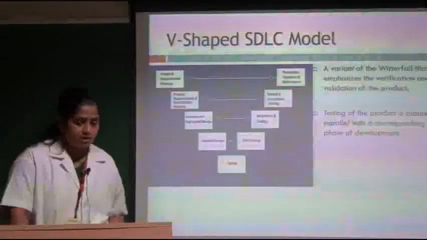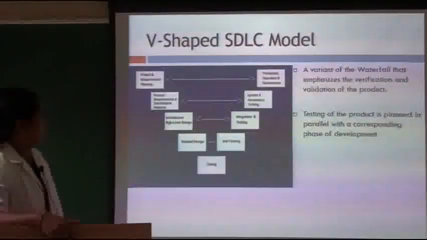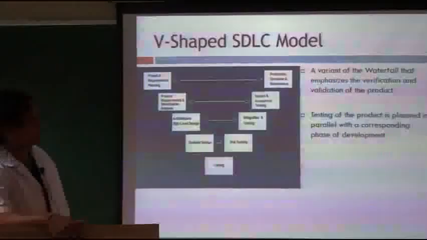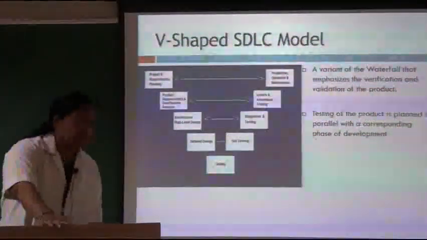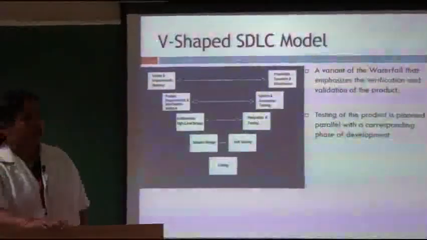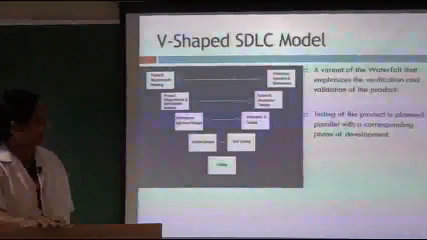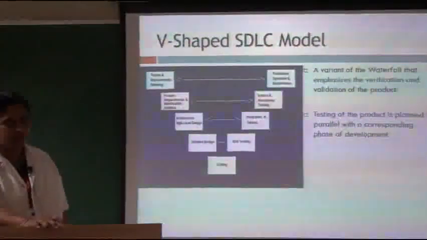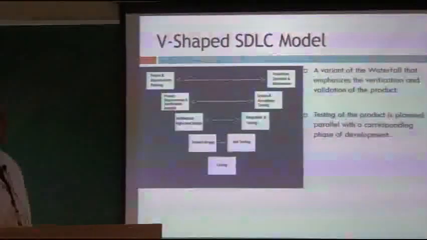So the next model is the V-shaped SDLC model. This is a variant of the waterfall model, but it emphasizes verification and validation of the product. Here the testing of the product is planned in parallel with the corresponding phases of the development. If you see, the phases are V-shaped.